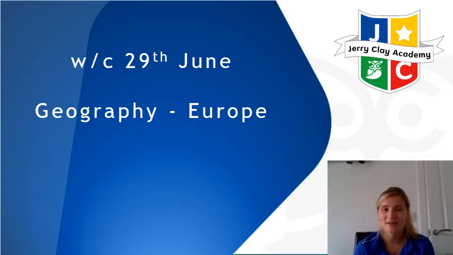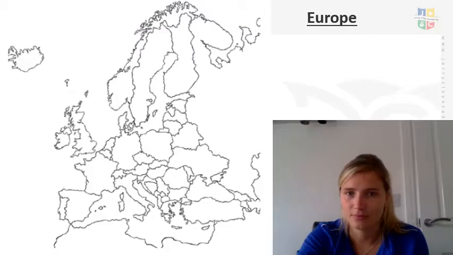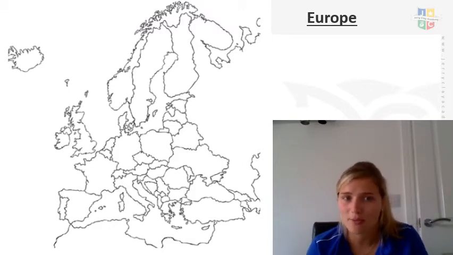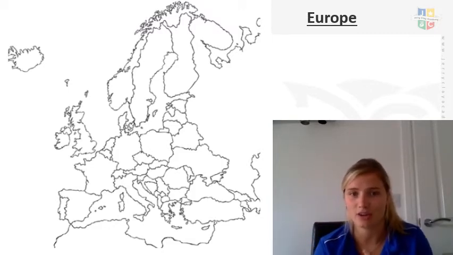Good morning. So for our geography lessons this week, last week we looked at continents and oceans. This week we're going to be focusing more on Europe and seeing what is in Europe, where we live, and where other countries are. So to start with, this is a map of Europe which has been broken down into the different countries.